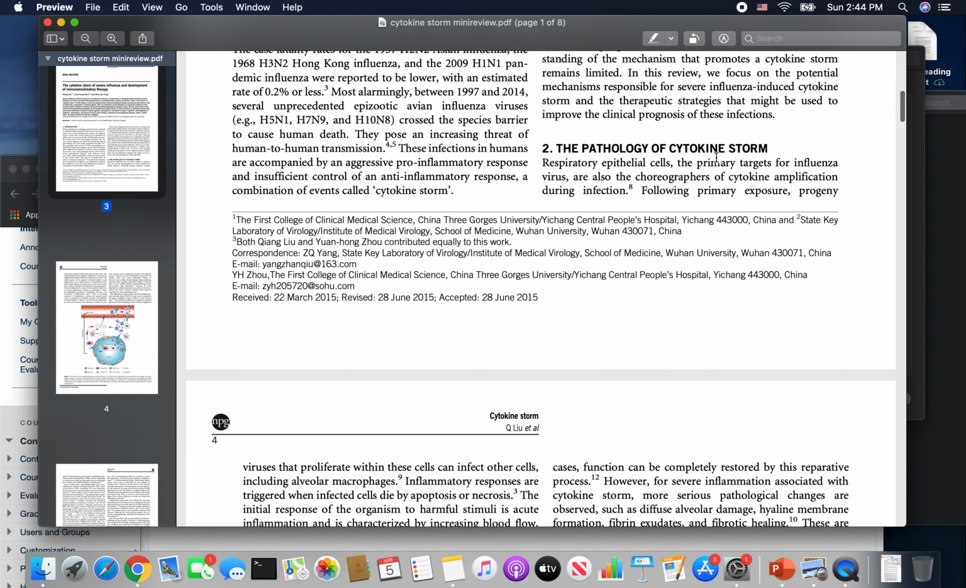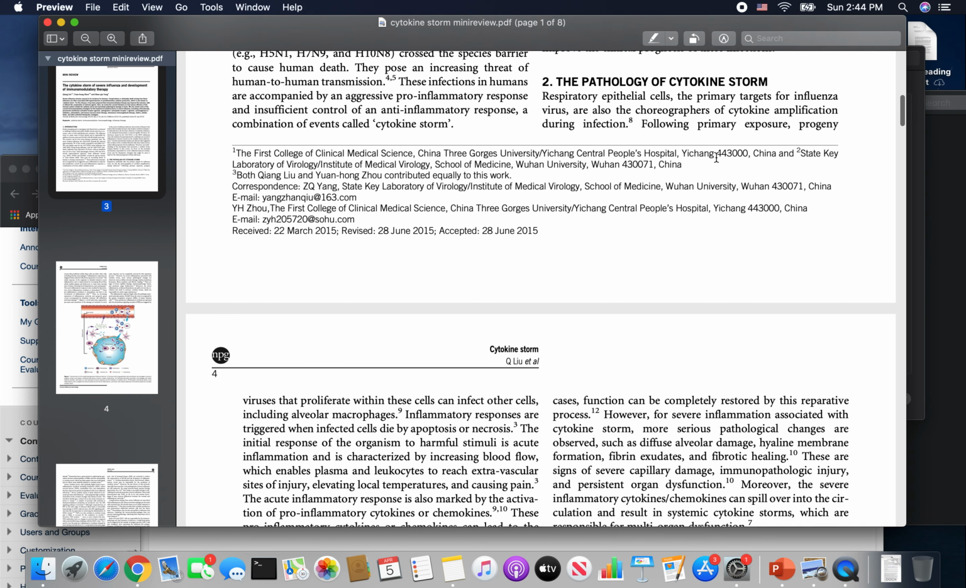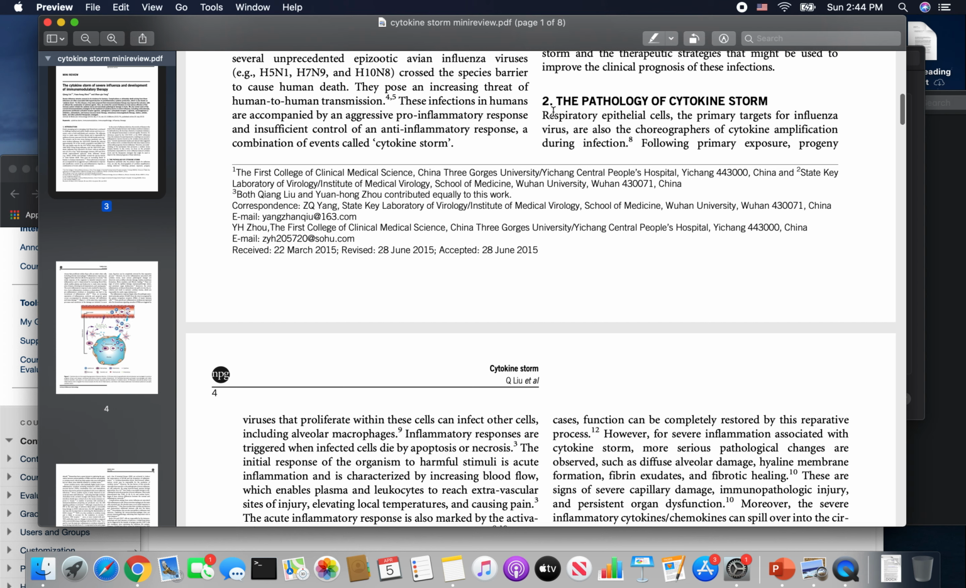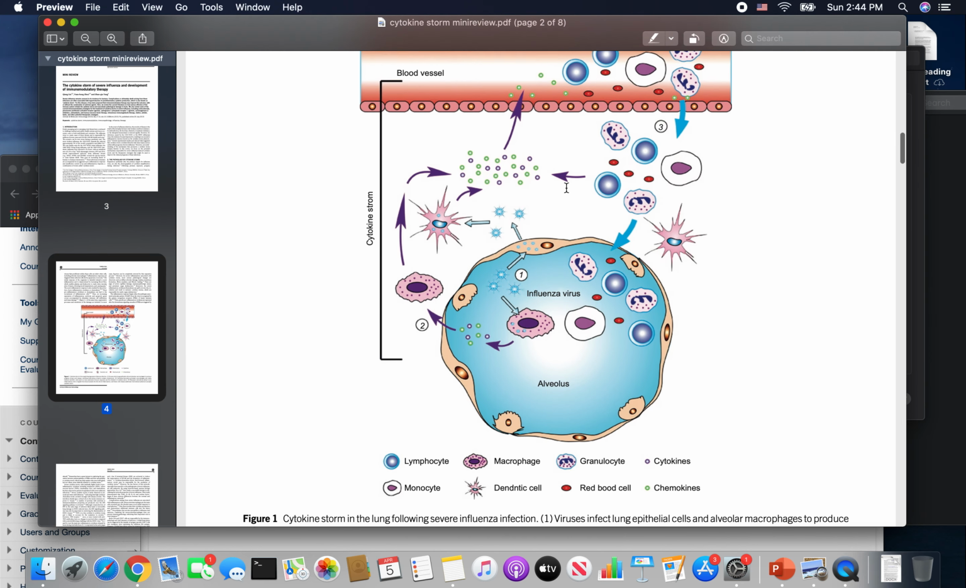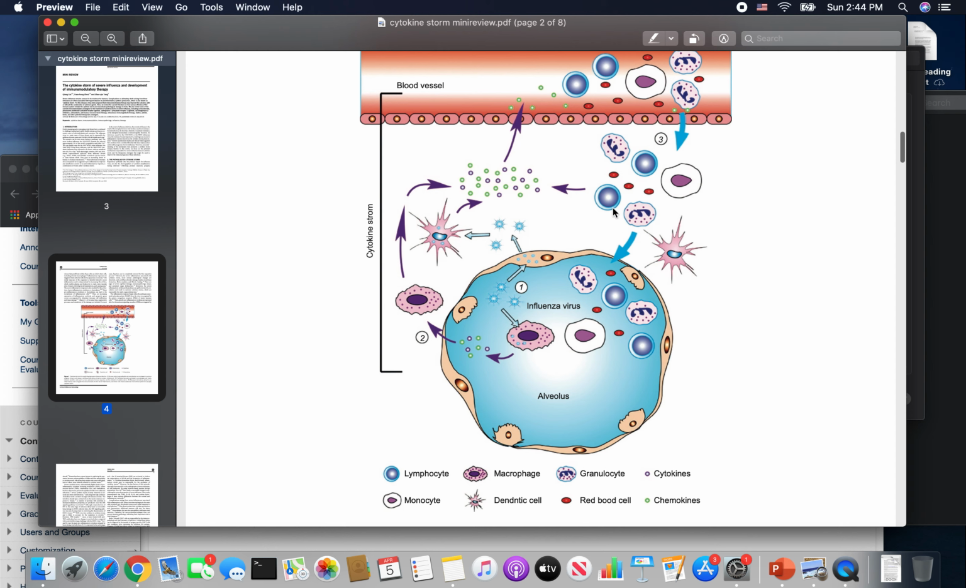So the pathology: how does a cytokine storm cause disease? How does this happen? You're going to have the respiratory epithelial cells. These are the things that actually exchange oxygen, and so on. You've got a nice little picture here of a cytokine storm happening. Basically, this is an alveolus, a little air pocket, and you'll have a virus that gets into the cells lining the alveoli.